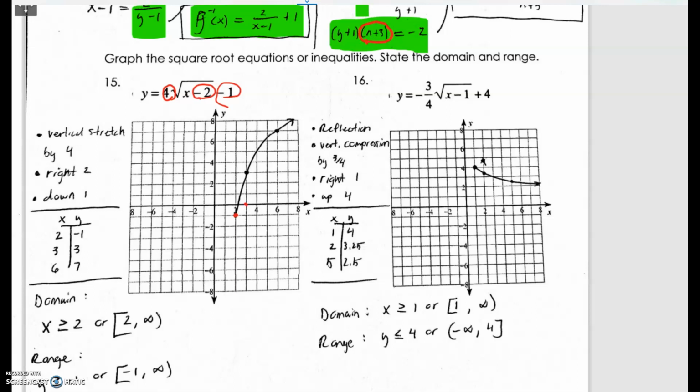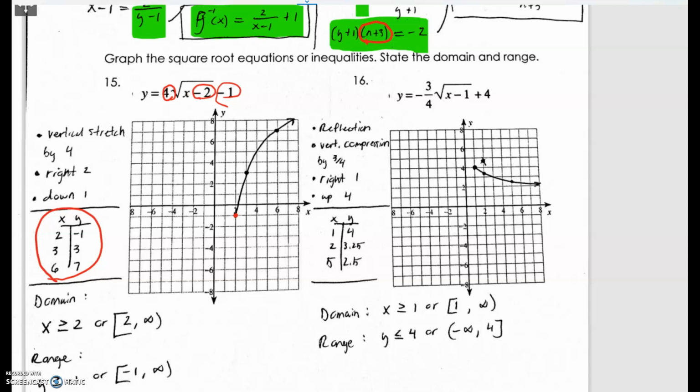But if it's stretching by 4, it's going to go over and up 4. It's multiplying that second point by 4. All right, you could test points and plug them in, and that's what I did with this table. If you're wondering why I skipped some numbers, remember you always start with the first domain.